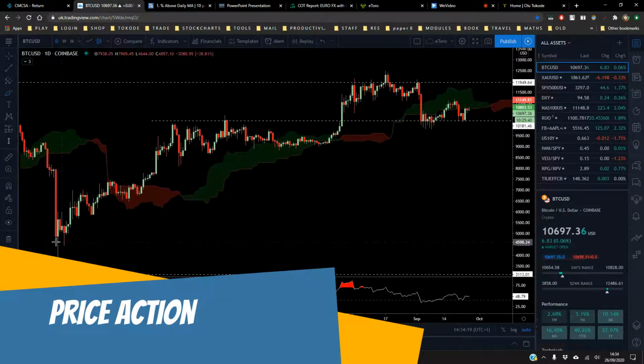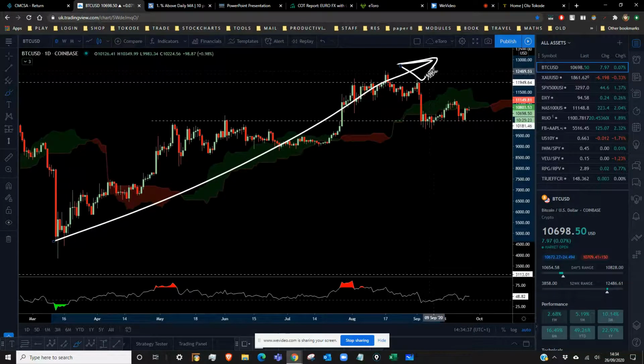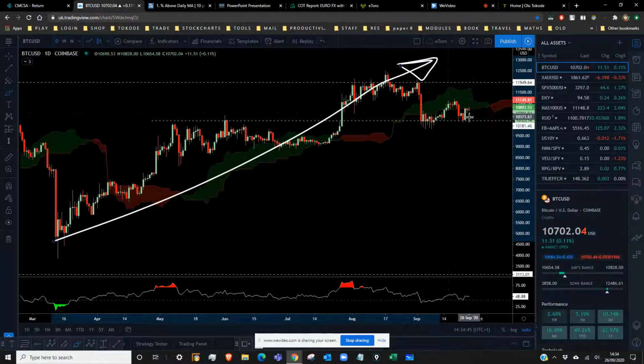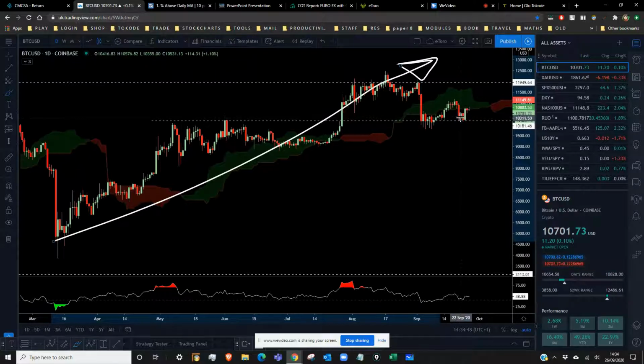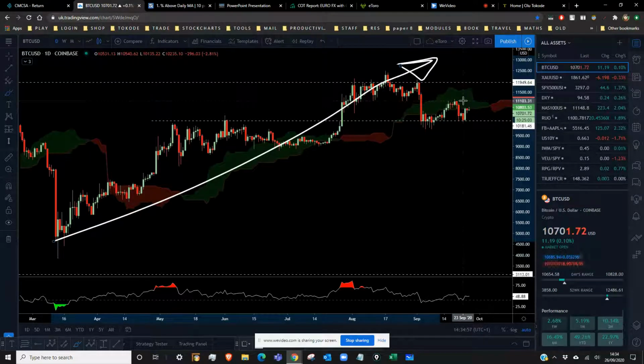I can still say confidently that this is an uptrend from the low on the 13th of March up until August. There's a very obvious uptrend. And since then, Bitcoin has broken down below the Ichimoku cloud, and price is still below the cloud. So I can conclude that Bitcoin is currently bearish. It's a long-term uptrend, but a short-term downtrend.